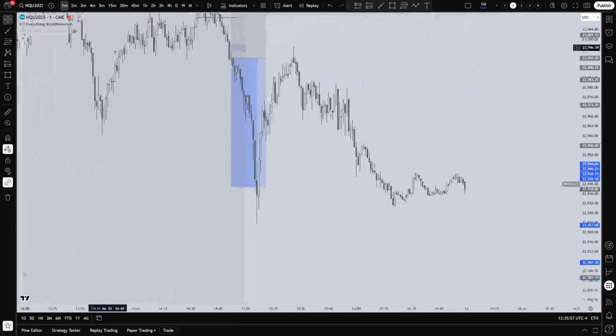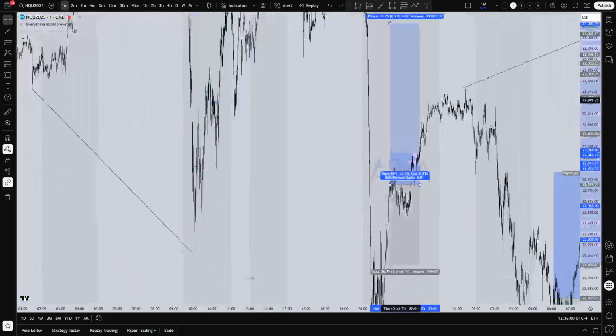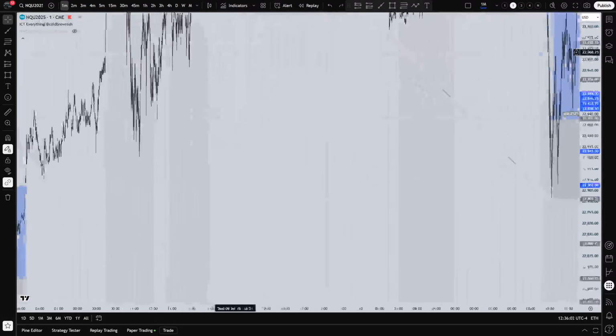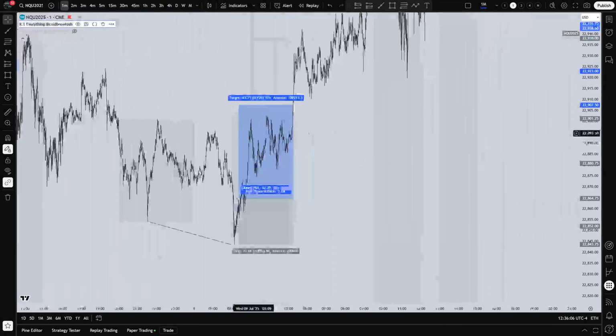And then I believe this is the last example, yeah. So all this is just last week's price action, by the way. Just so you can see, this is from Monday, the 7th of July.